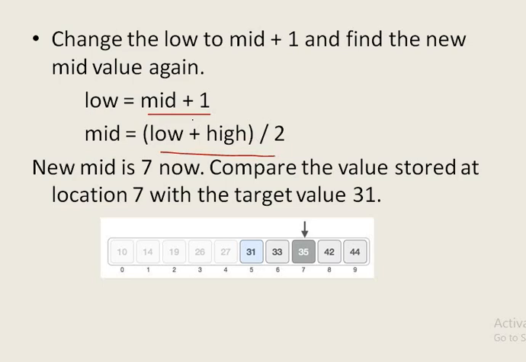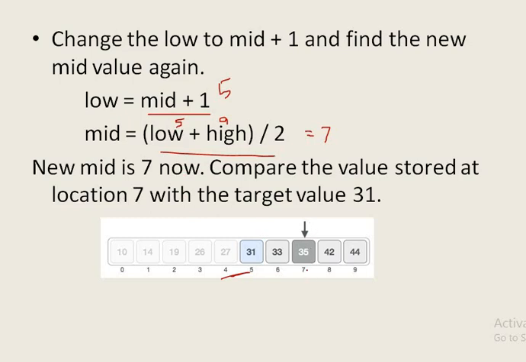Now, in the previous case we have taken mid as 4. Now, low will become mid plus 1. That is, here low will be 5 and high will remain the same. So, applying this formula, you get 5 plus 9 by 2. That is 14 by 2. This will give 7 as the answer. So, now the mid value is 7. So, the middle element will be at position 7 here.